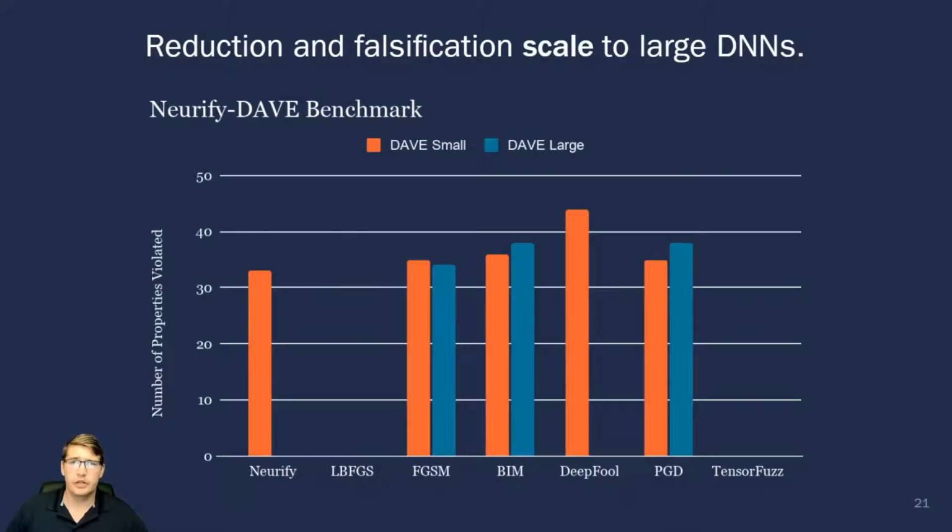Additionally, we evaluate the scalability of the reduction by checking 50 properties on 2 versions of a self-driving car model based on the Dave network. While the falsifiers sometimes find fewer violations on the larger model, the time to find violations does not significantly increase, with a median time to find a violation increasing by only half a second.